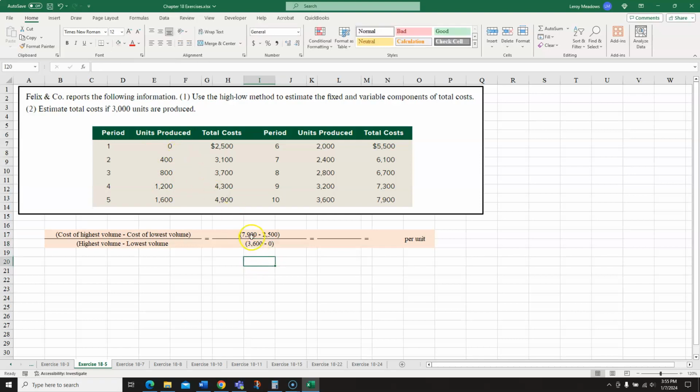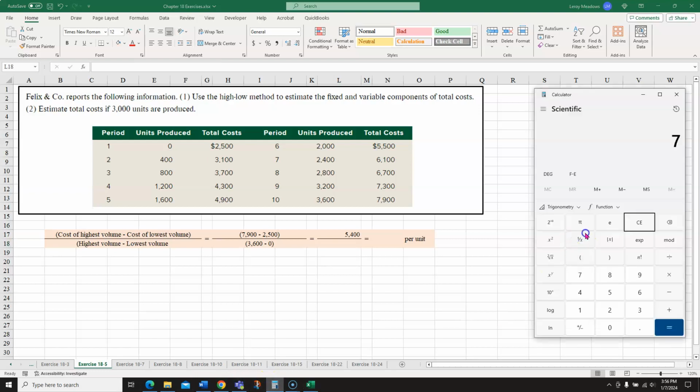Now, when I figure out my cost of the highest volume minus the cost of the lowest volume, we're just looking at the differential in cost between the highest level of activity and the lowest level of activity. This cost here and this cost here. What do I get when I subtract 2,500 from 7,900? I get $5,400.